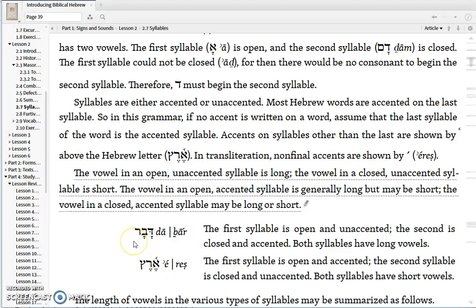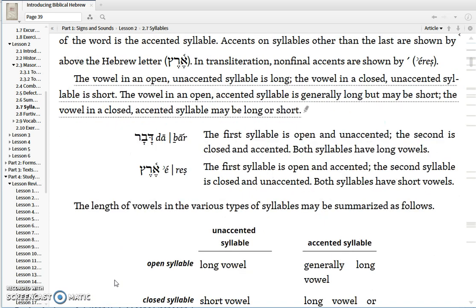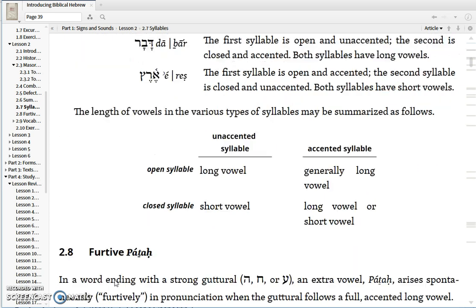Accented, closed, short. Unaccented, open, long. Accented, open, short. Unaccented, closed, short. And that's the rule by example. And there he gives you a chart, but probably learning those two words will get you farther than trying to learn the rule otherwise.